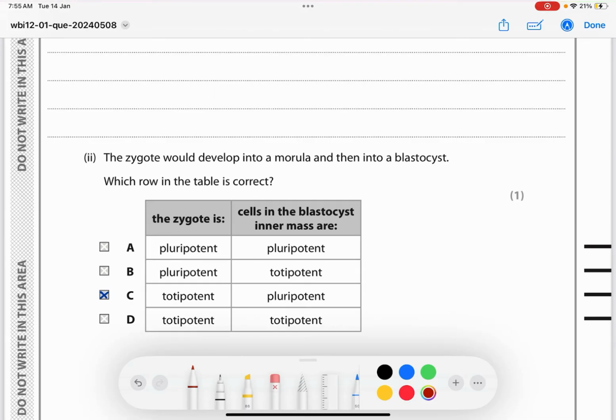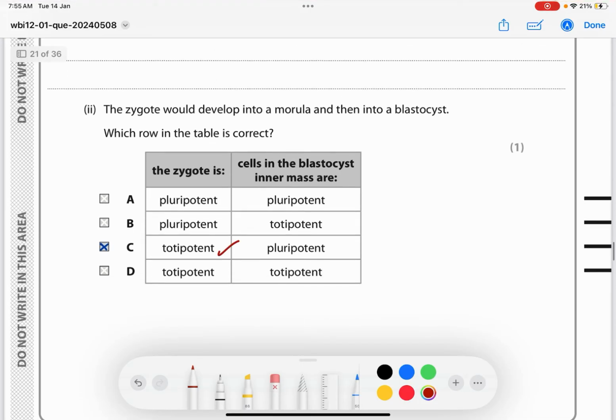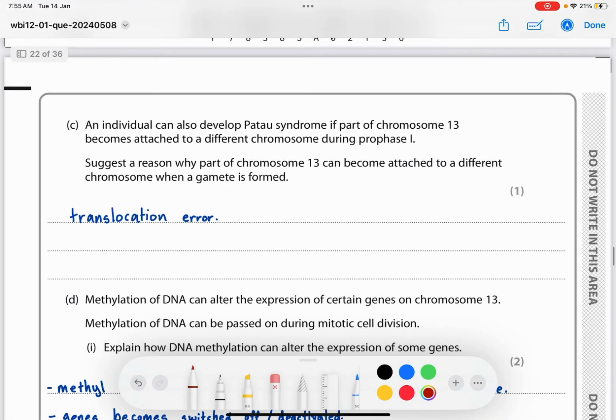So which row in the table is correct? We know that the zygote is totipotent and the cells in the blastocyst inner mass are pluripotent. So the answer is C.